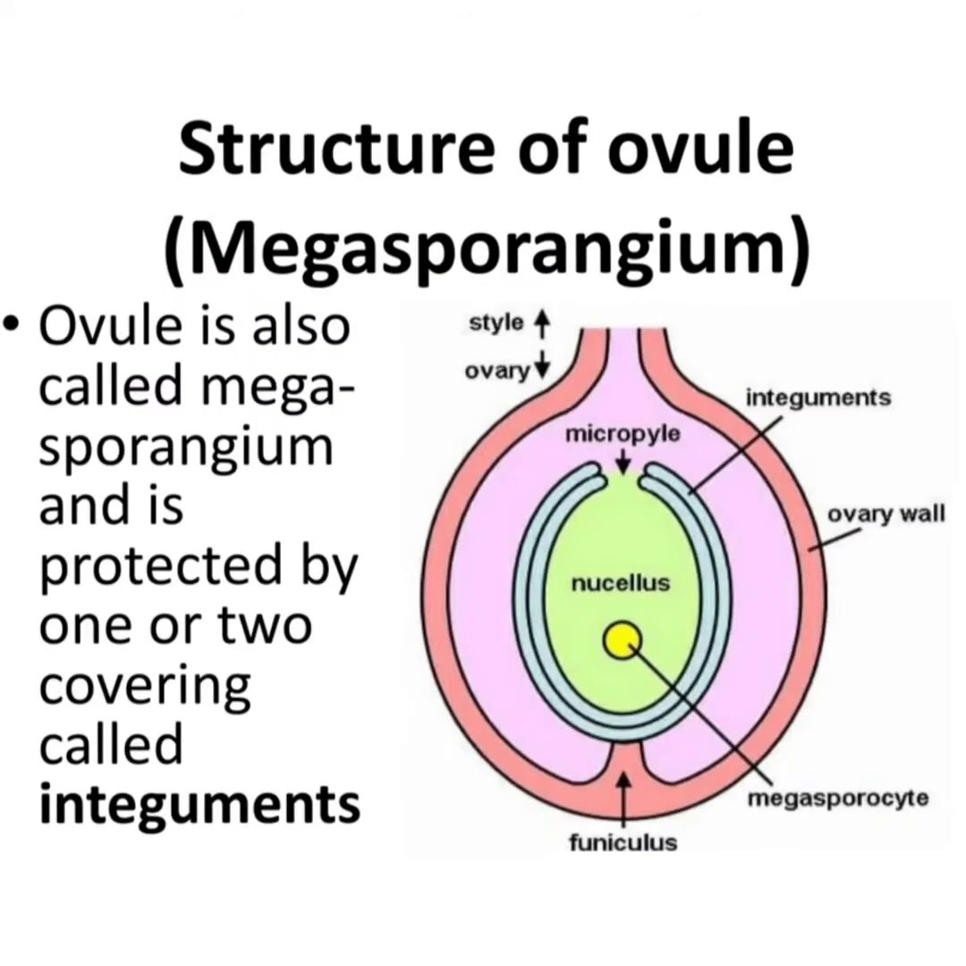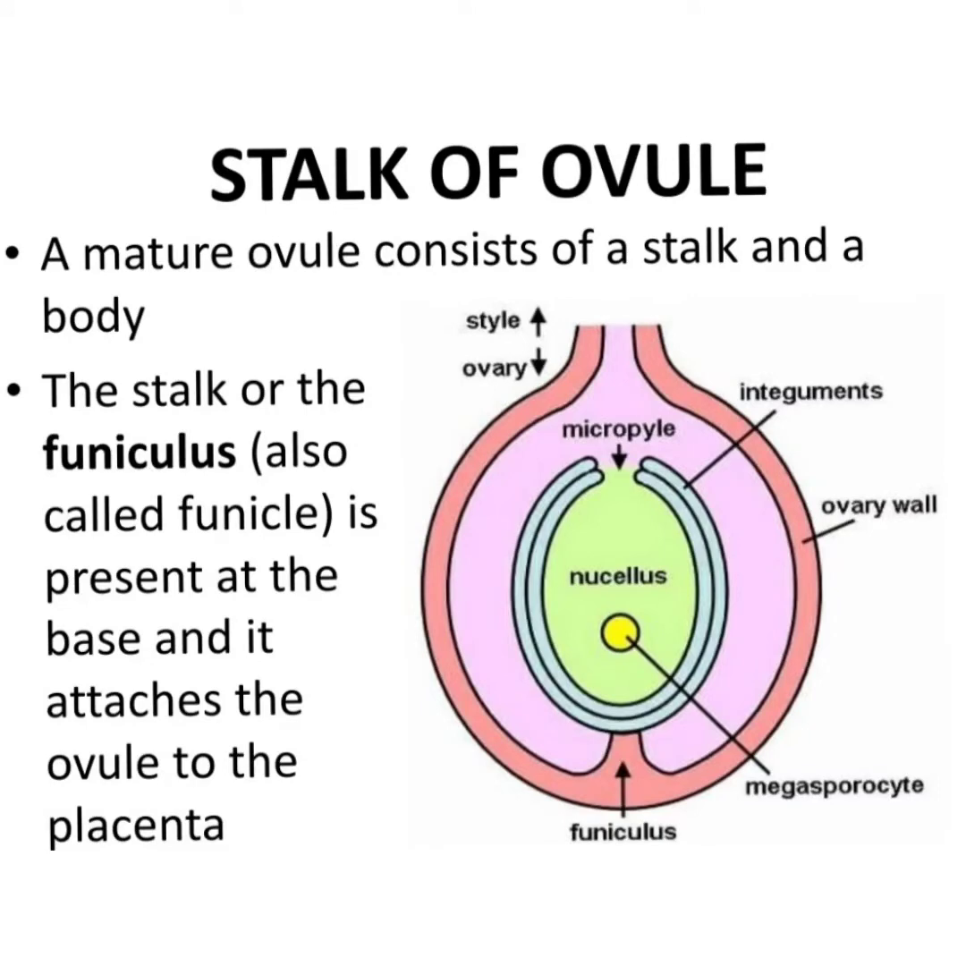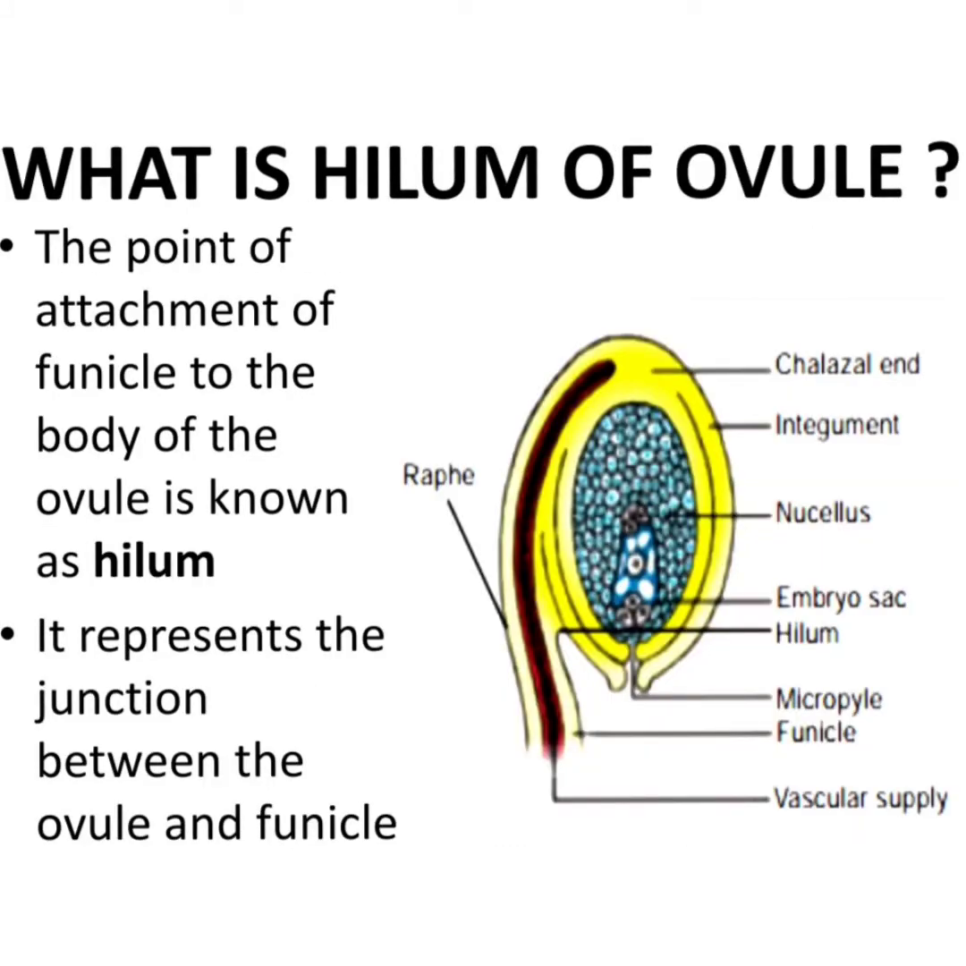Now what is the structure of the ovule or the Megasporangium? Ovule is also called Megasporangium and is protected by one or two coverings called integuments. A mature ovule consists of a stalk and a body. The stalk, or the funiculus, also called funicle, is present at the base and it attaches the ovule to the placenta. The point of attachment of the funicle to the body of the ovule is known as the hilum. It represents the junction between the ovule and the funicle, which you can see on the right side.